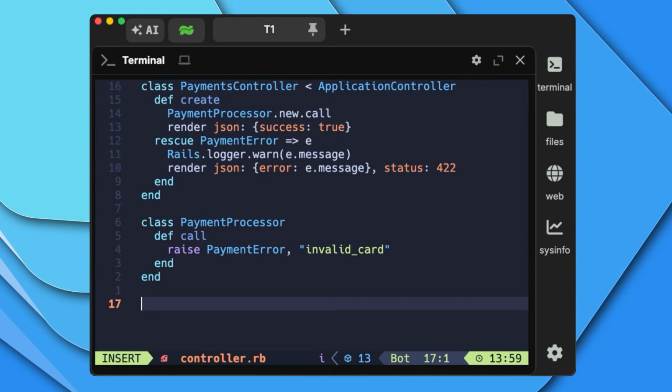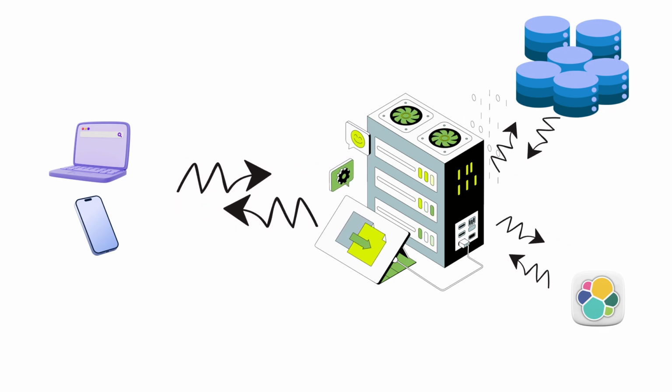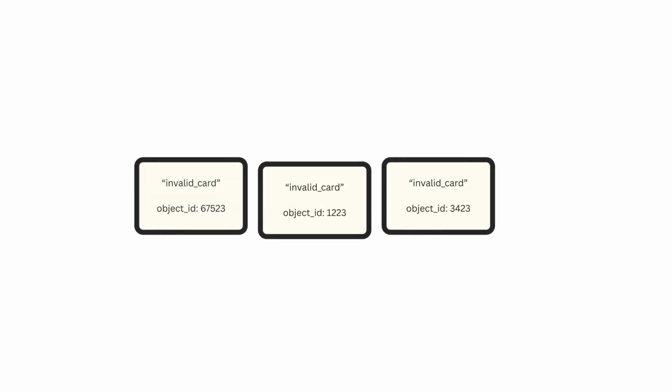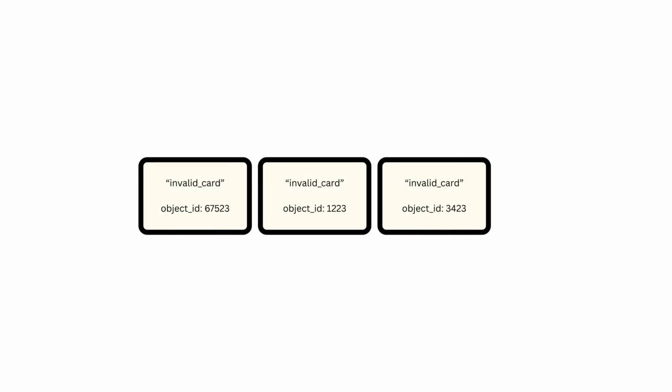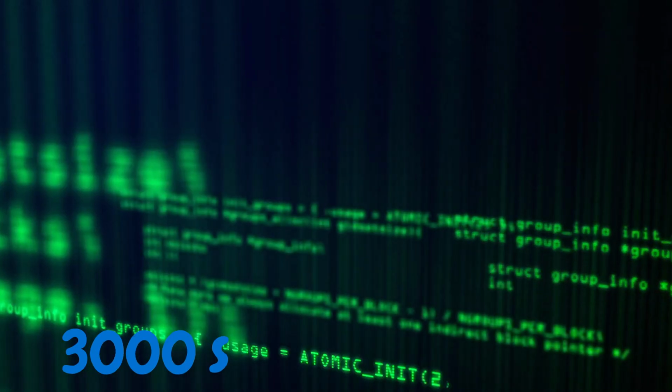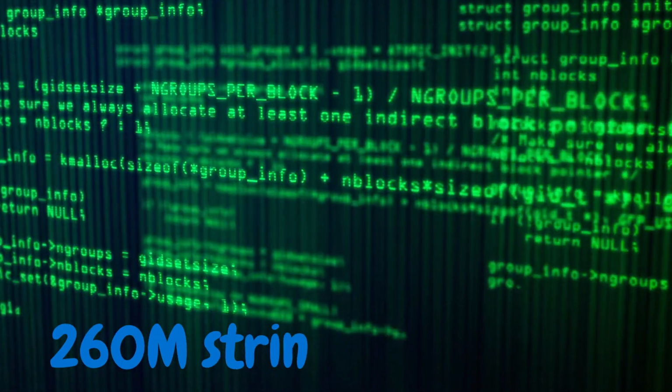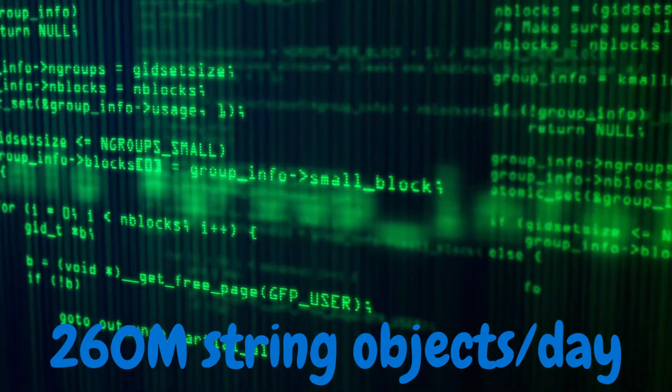In this code, the first instance is defined by exception message, second instance is defined by logger, third instance is defined by JSON payload. In a very high traffic situation, let's say 1000 requests per second, it will define 3 identical string objects per request. So approximately it will define 3000 new string objects per second and over 260 million identical string objects per day.